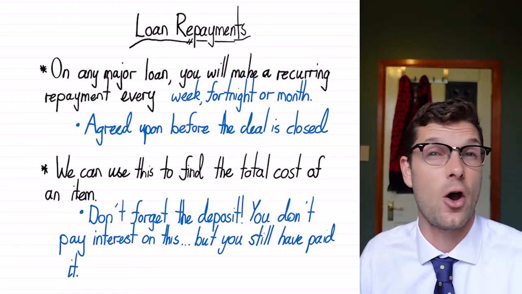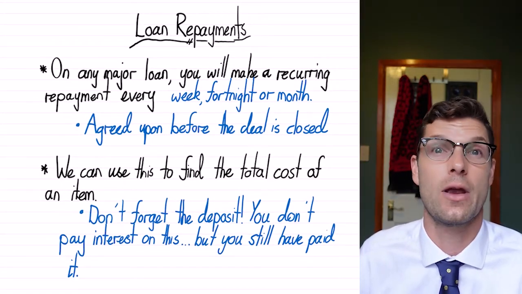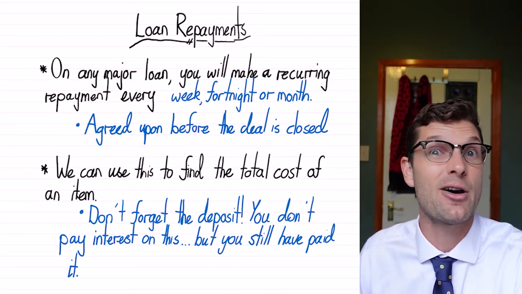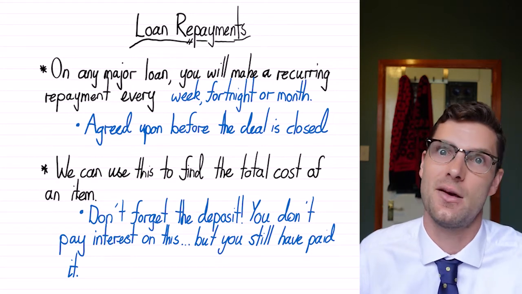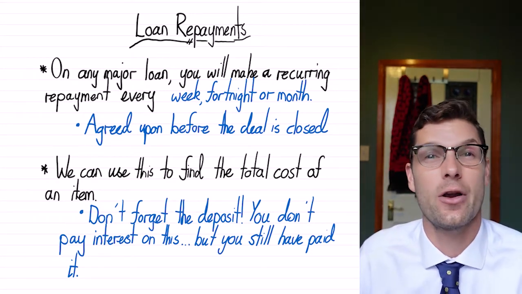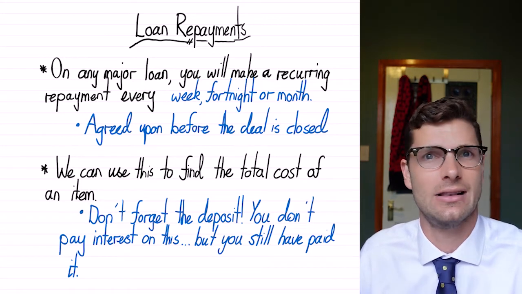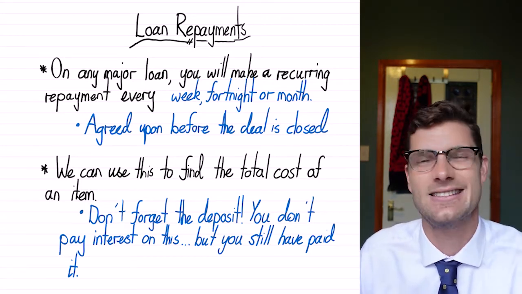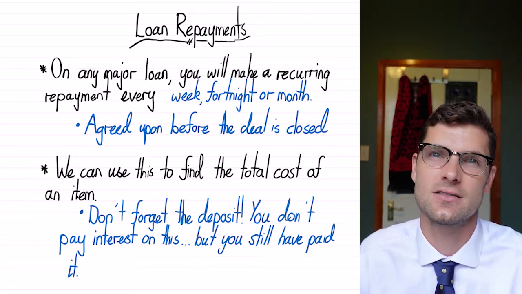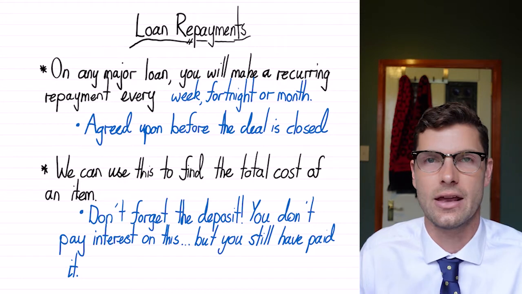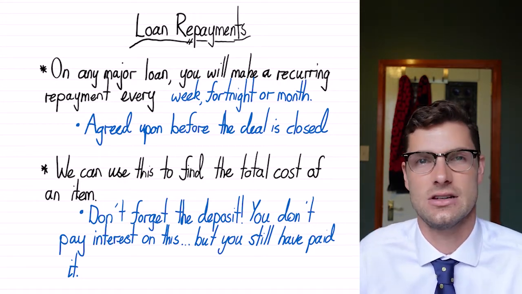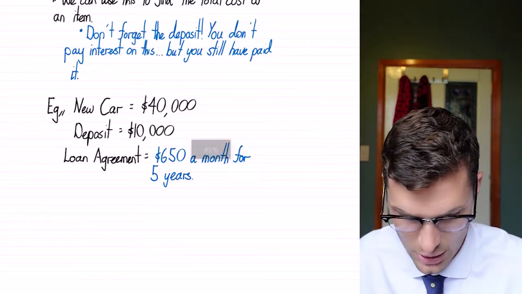So we can use this to find out the total amount of money that we pay over the life of the loan. All we've got to do is multiply how much we pay by how many times we pay it, which kind of makes sense. One thing that you really don't want to forget when you're making really large financial decisions is the deposit at the start. You're not going to pay interest on this, so paying a higher deposit is a good thing, but you do still pay that money. So we just have to be aware that that goes into our total cost.